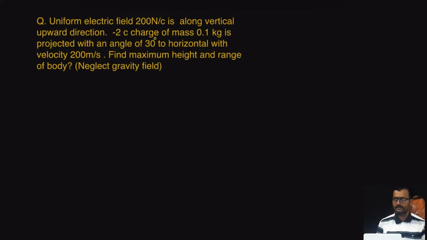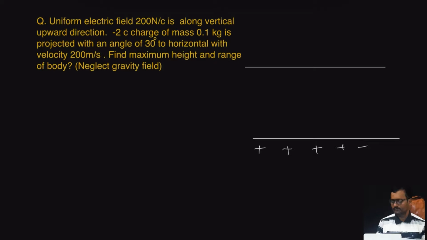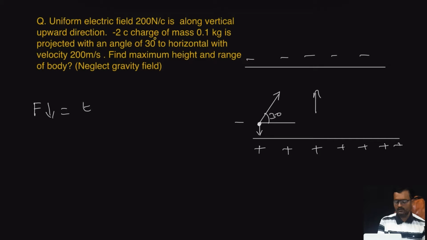Neglect the gravity field. From the data, the electric field is in the upward direction, which means the downward plate should be positive and the upward plate should be negative. The -2 coulomb charge is projected at an angle of 30 degrees to the horizontal. The electric field is upward, so this is a negative charge, and the force is in the downward direction, equal to EQ. So what is E? That is 200. The charge is -2 coulomb, so the total is 400.